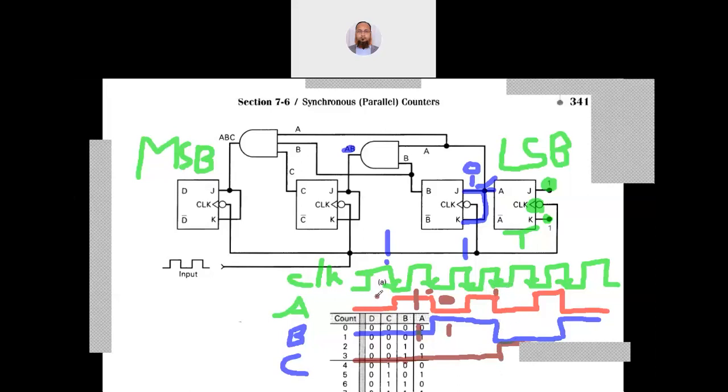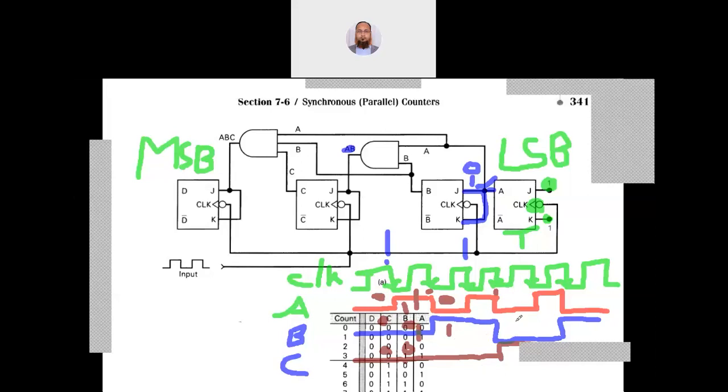So this is like 0 0, this is 1 0 0 1. I have not drawn D, okay. And this is how C would change state. Now let us see where C will change state further.